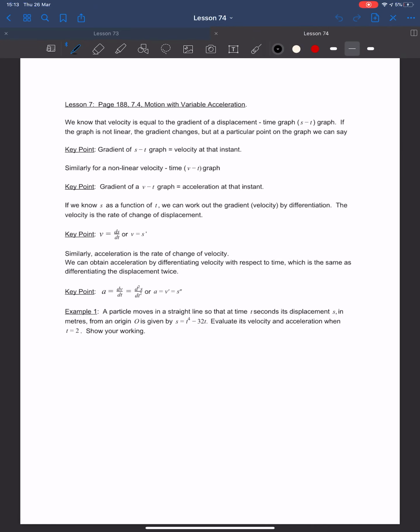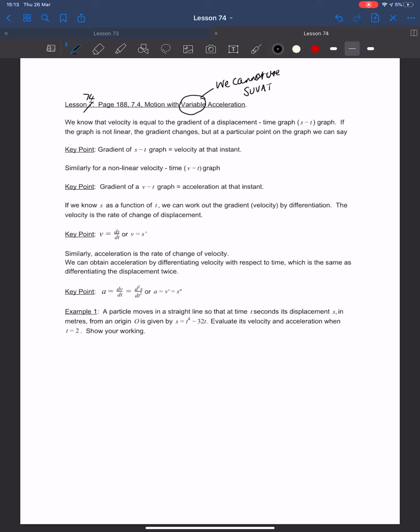Next lesson, lesson 7.4 on page 188, motion with variable acceleration. The difference here is this variable acceleration. This means we cannot use SUVAT. So that's a very important thing that we take from that bit there.